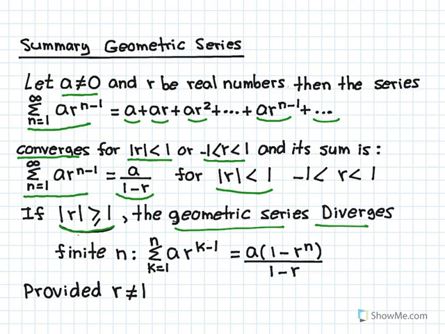And we also looked at the case for finite n. For finite n, the sum will always converge because there's a finite number of terms, and you can always add up a finite number of terms and get a sum. So for finite n, we also have a closed formula. The sum for k goes from 1 to n of a times r to the k minus 1 is equal to a times 1 minus r to the n divided by 1 minus r, provided the common ratio r is not equal to 1.